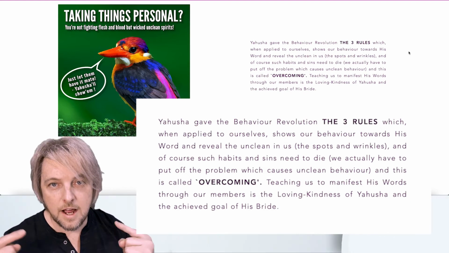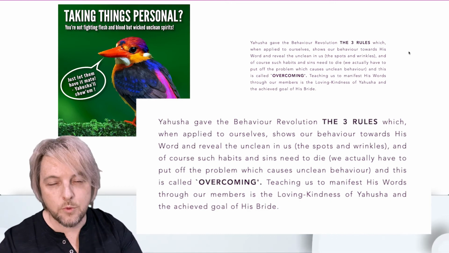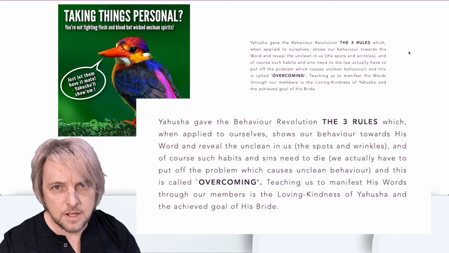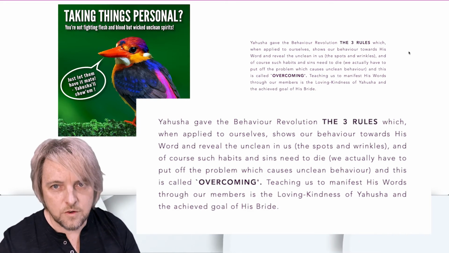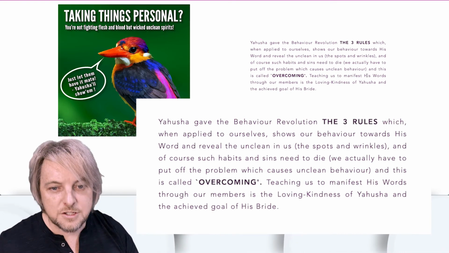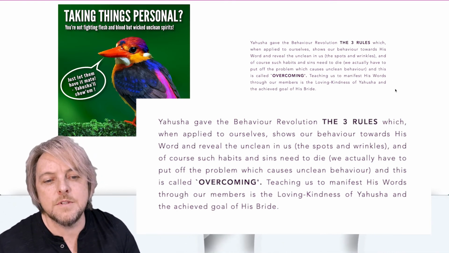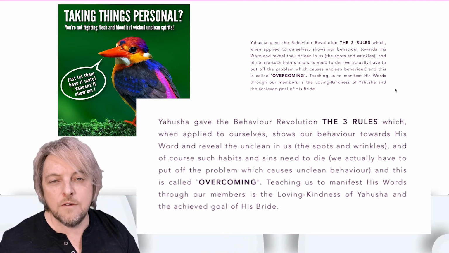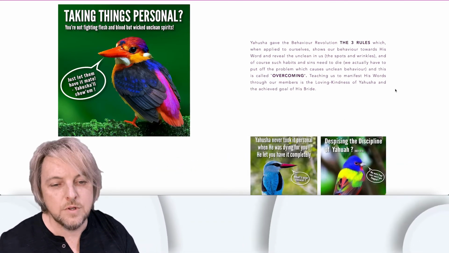Us fighting, us putting off the problem, us putting off the behaviour. In his strength, he shows us, he goads us, he chastises us, flogs us. We don't like it, we put it off for him. Teaching us to manifest his words through our members is the loving kindness of Yahusha and the achieved goal of his bride. This is how we get to maturity.